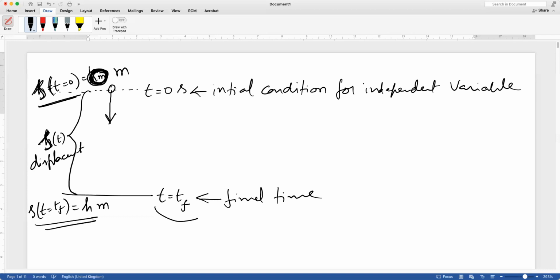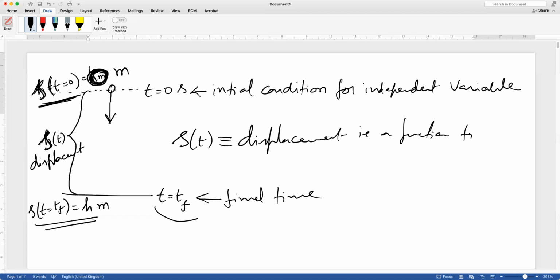Let's say this S. This S is a time dependent quantity, right? S is a function of time. Do you get that? Yes, sir. Displacement is a function of time. Okay, so that is what makes things.